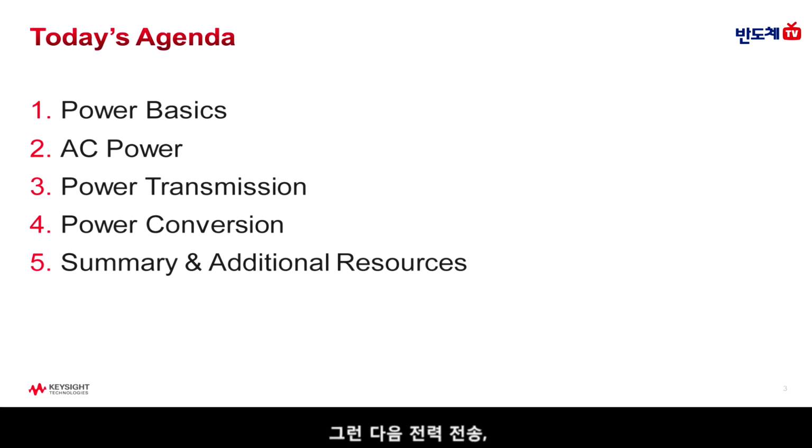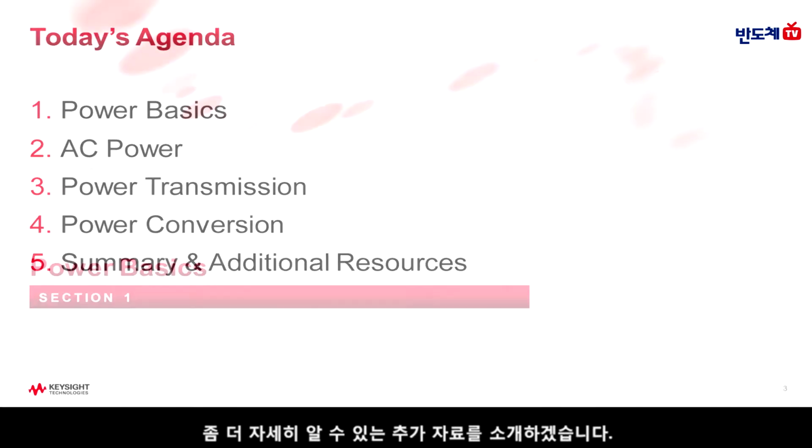Then I'm going to talk about power transmission, basically AC power transmission and three-phase power. Why do we do AC, why three-phase, those types of topics. The next section is devoted to power conversion. In other words, converting power from different forms, AC to DC, DC to AC. Why do we do it, and how is each used? And lastly, I'll give you a summary and some additional resources if you'd like to learn more about anything that I talk about today.